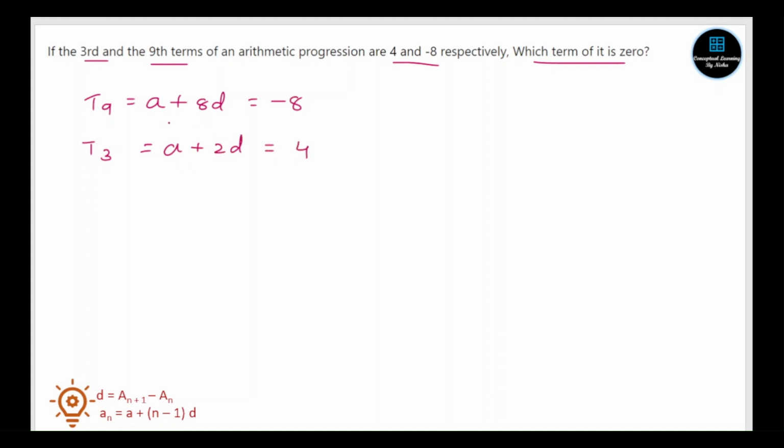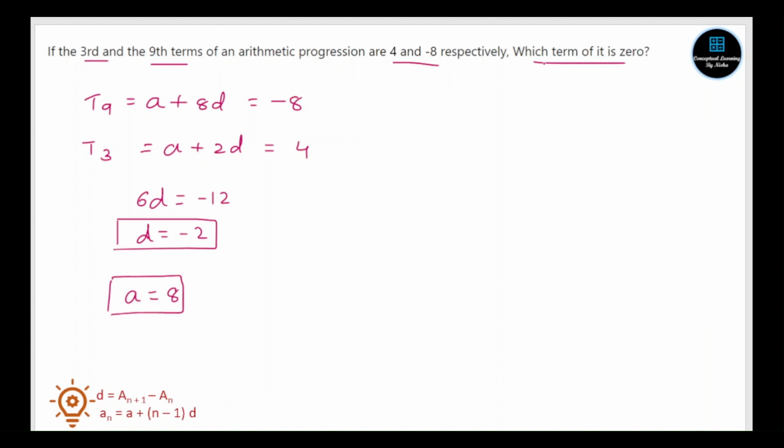Now I can use the elimination method to solve them. On solving it, I'll get 6d equals minus 12 and d equals minus 2. So the common difference is minus 2. On substituting it in any of the equations, we'll get a equals 8. Correct? So we got the first term and the common difference.